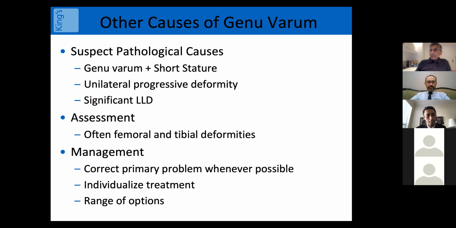So when do you suspect other causes of genu varum, particularly if you're seeing a child who is short for his age and has deformity? Then it should light up in your mind to ask, am I missing something here? Unilateral deformities, progressive leg length discrepancy, and then you have to assess both femur and tibia. Deformity could be in both bones or in the femur rather than the tibia. So mainly it's a primary problem, with individualized treatment depending upon whether you want to do H-plate, osteotomy, or frame. And of course, there are a range of options guided by your own experience.